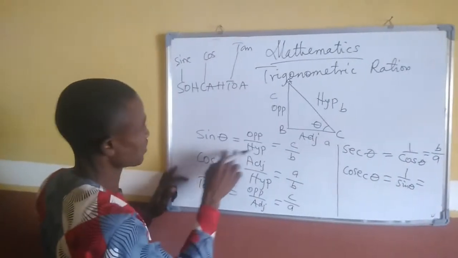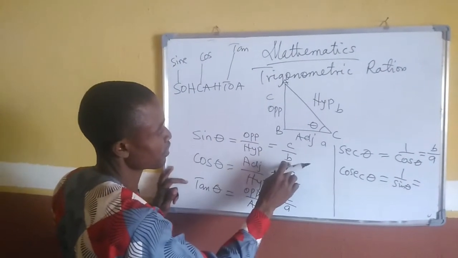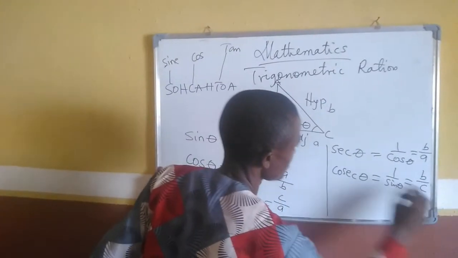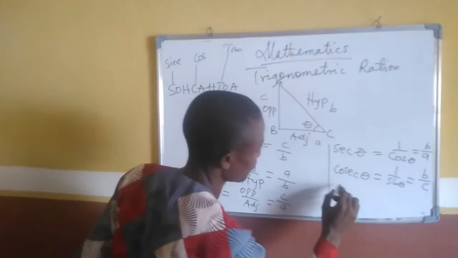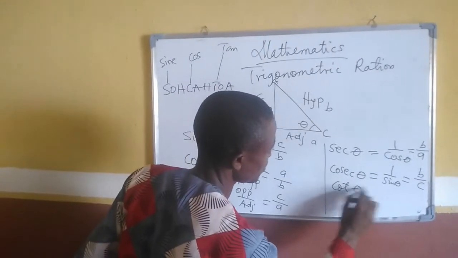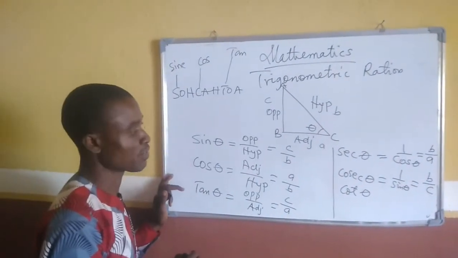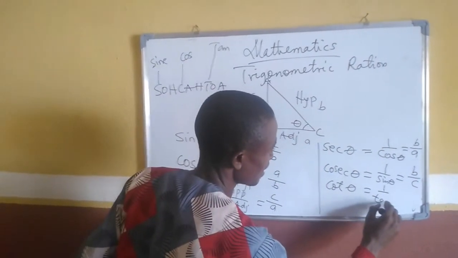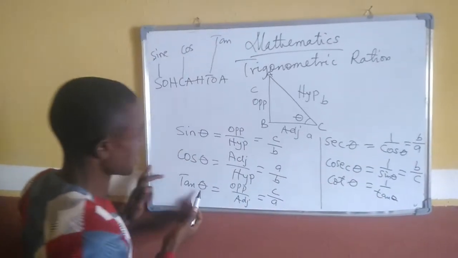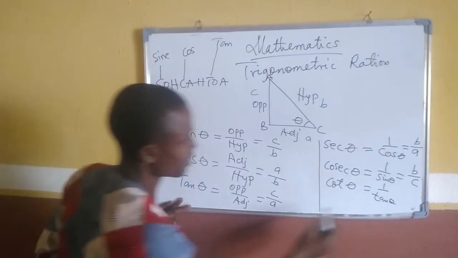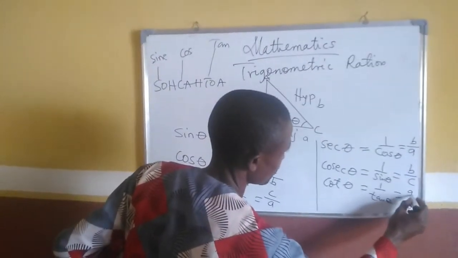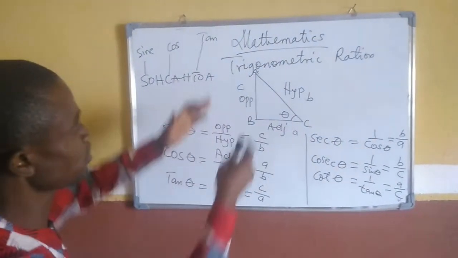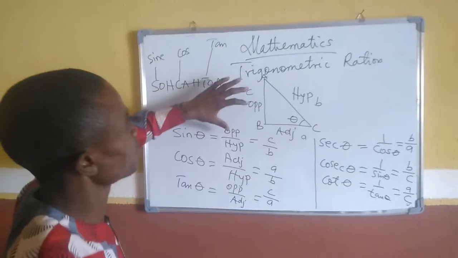And what is our sine? Sine is C over B. The inverse of C over B will give us B all over C. And then we have cot theta, that's cotangent of the angle. And what is cot theta? Inverse of tan theta. And don't forget, what's our tan theta here? C over A. That means you are going to have A over C. Very, very important.